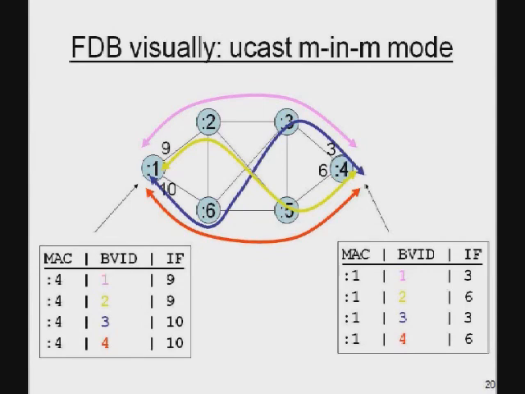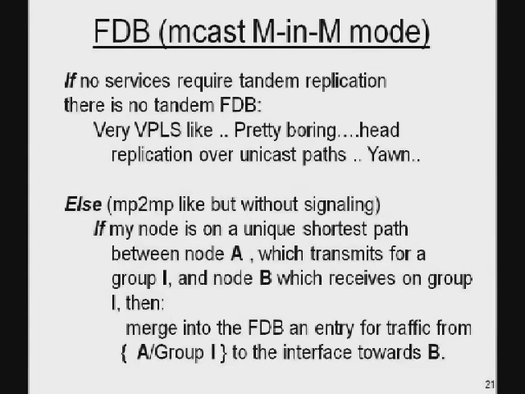Other services could be assigned to other BVIDs. They would flow on the others, and that would be guaranteed end-to-end. There'd be no divergence from those midstream. So in the multicast forwarding table, it's actually pretty simple. If there's no request for transit replication, there's nothing to do. If no service asks for transit replication, there's no multicast forwarding state in the core of the network. It's boring. It's head-end replication, not worth talking about.